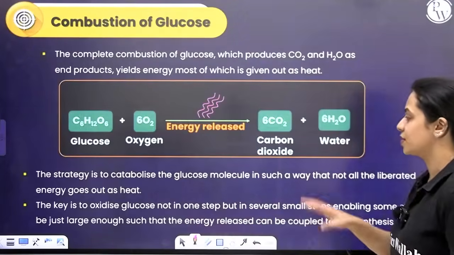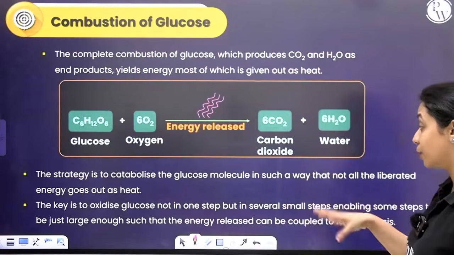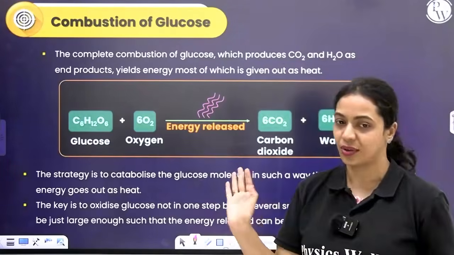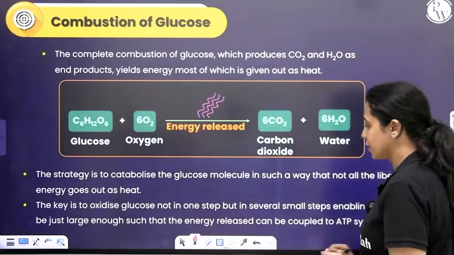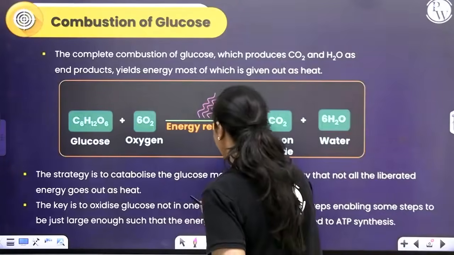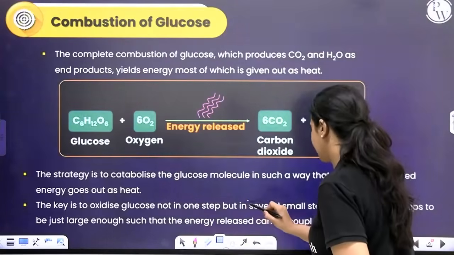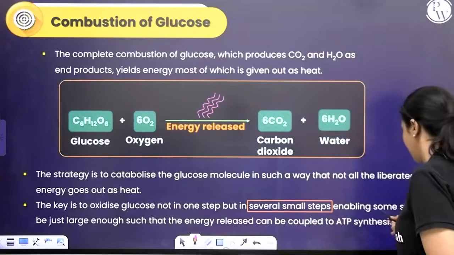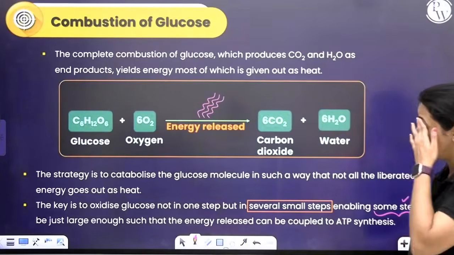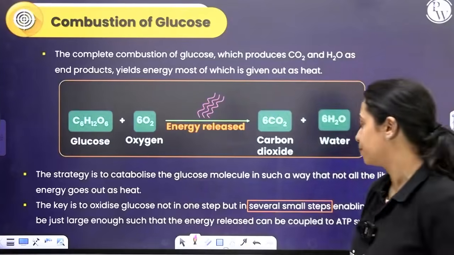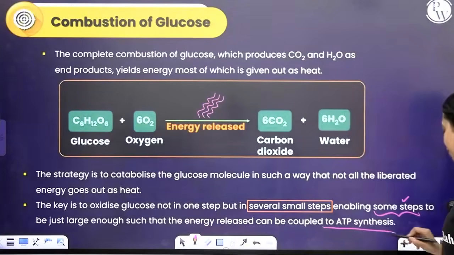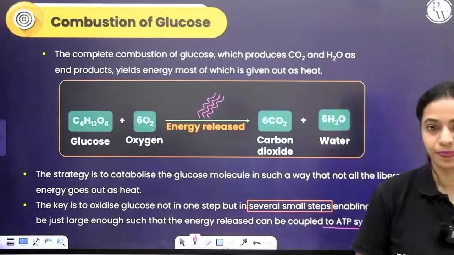Okay, so the strategy is to catabolize the glucose molecule in such a way that not all the liberated energy goes out as heat. The key here is to oxidize glucose not in one step but in several small steps, enabling only a few of those steps to be just enough so that the energy that is released can be coupled to the synthesis of ATP.